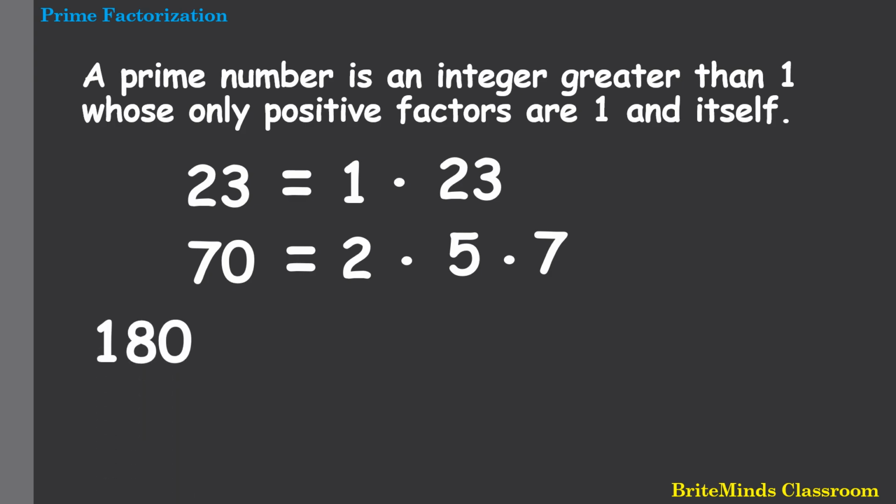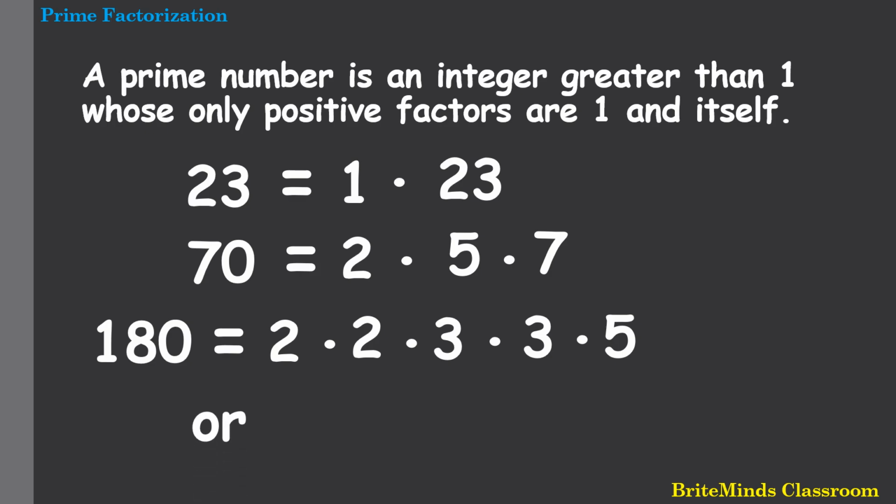Another example, we have 180. So what are the prime factors of 180? 2 times 2, which is 4, times 3, which is 12, times 3, which is 36, and then times 5, which equals 180. And also, guys, there is another way in writing the prime factorizations.